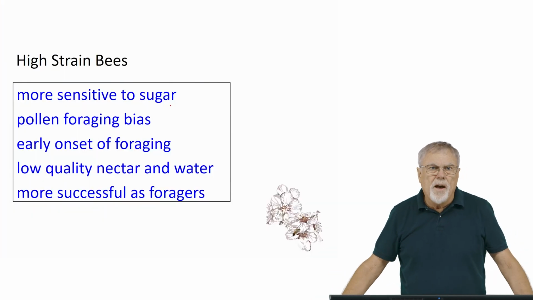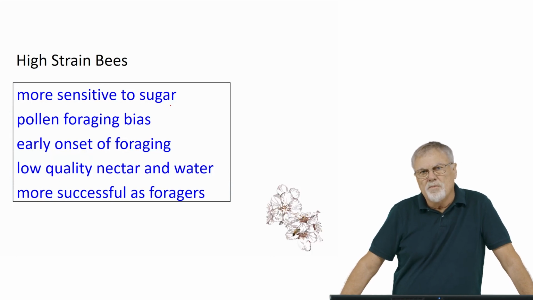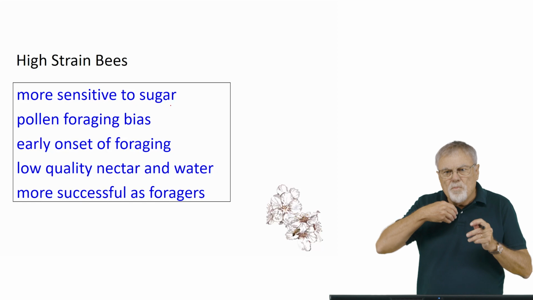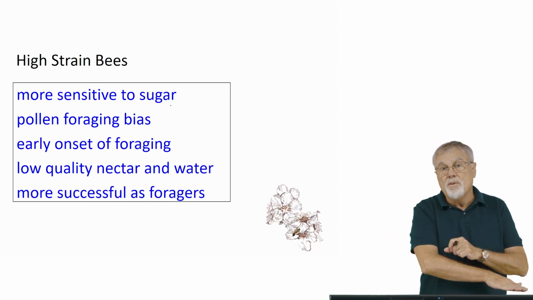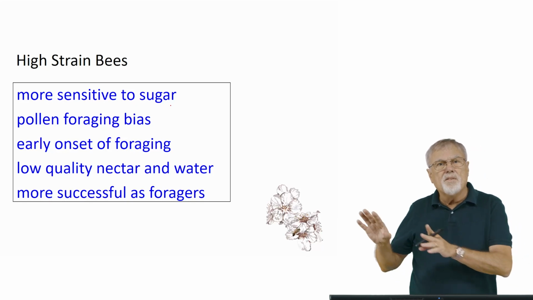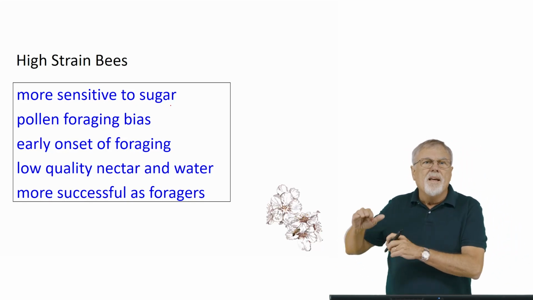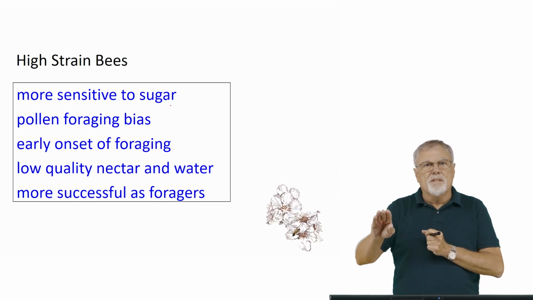When we did this, we found that the high-strain bees were more responsive to sugar. That means that they extended their proboscis to lower concentrations of sugar and even water. So they were more responsive to sugar than bees in the low strain. In the low strain, they had to have a higher concentration of sugar in the water before they would extend.